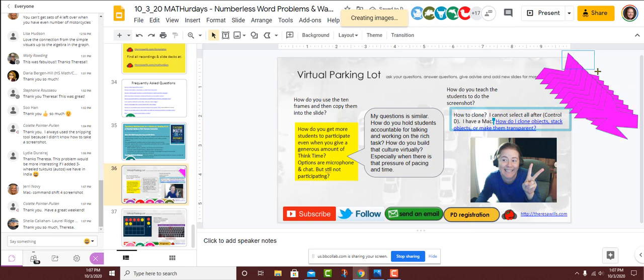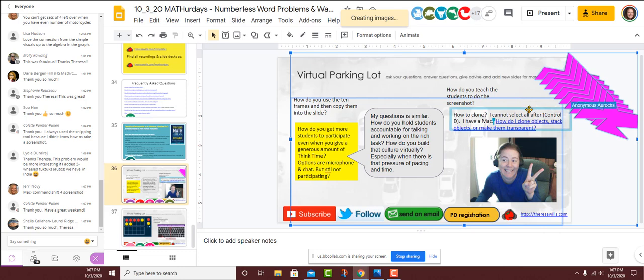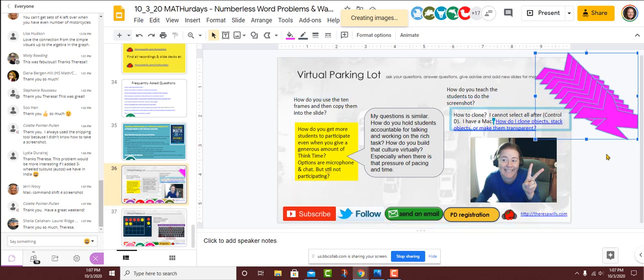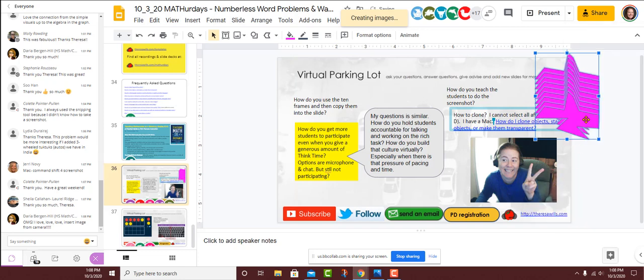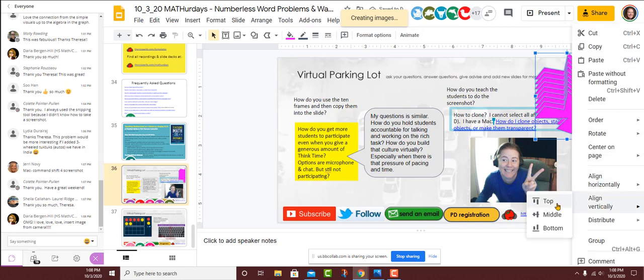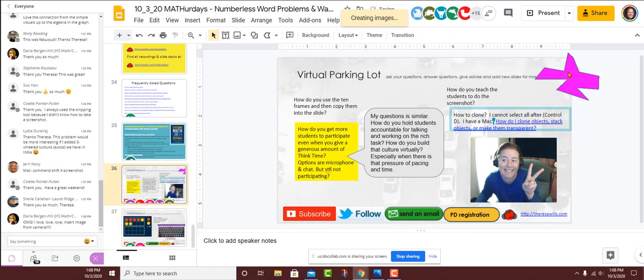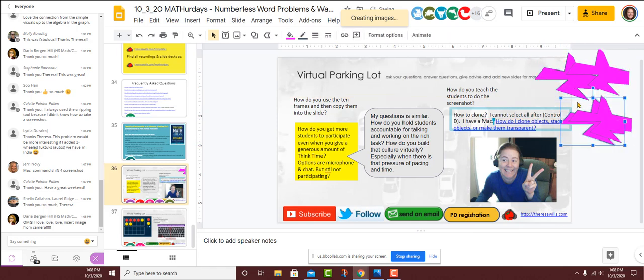I'm going to use my drag select to grab them all. Oops, I got that text box. Take that one out. There we go. I'm going to right click, align horizontally, right click, align vertically. Now they're all stacked together. It's not a true clone. I mean, there's only like 13 or so here, but I just make sure there's enough for everyone.